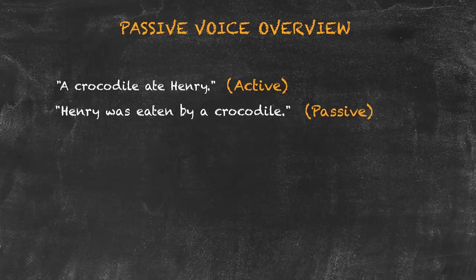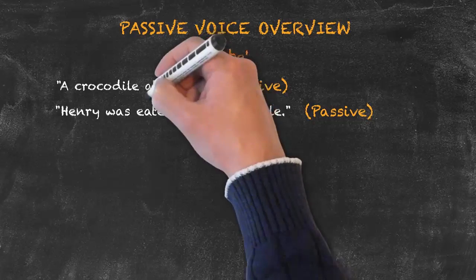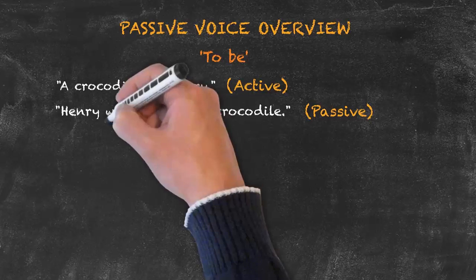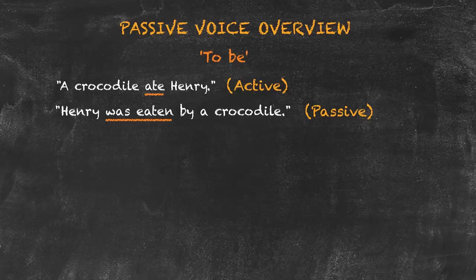The main problem for students using the passive voice is to put the verb to be into the correct tense. Our example, a crocodile ate Henry, is in the past simple tense. The verb be in the passive voice sentence has to match that tense, so in the past simple, the verb be is was or were. Henry was eaten by a crocodile.